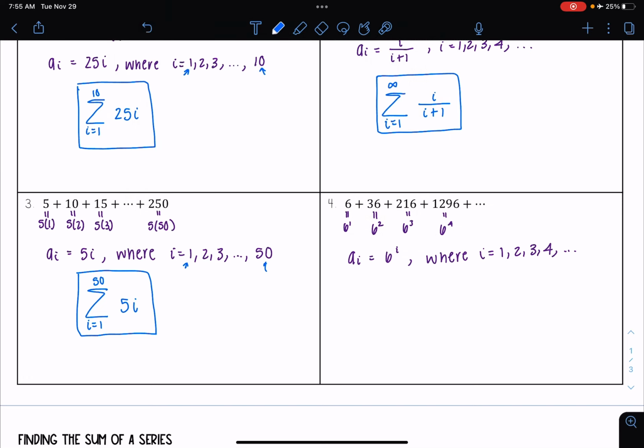And so that means writing this in summation notation, I have my pattern, which is 6 raised to the i power. i starts at 1, and since this is an infinite series, it goes to infinity.